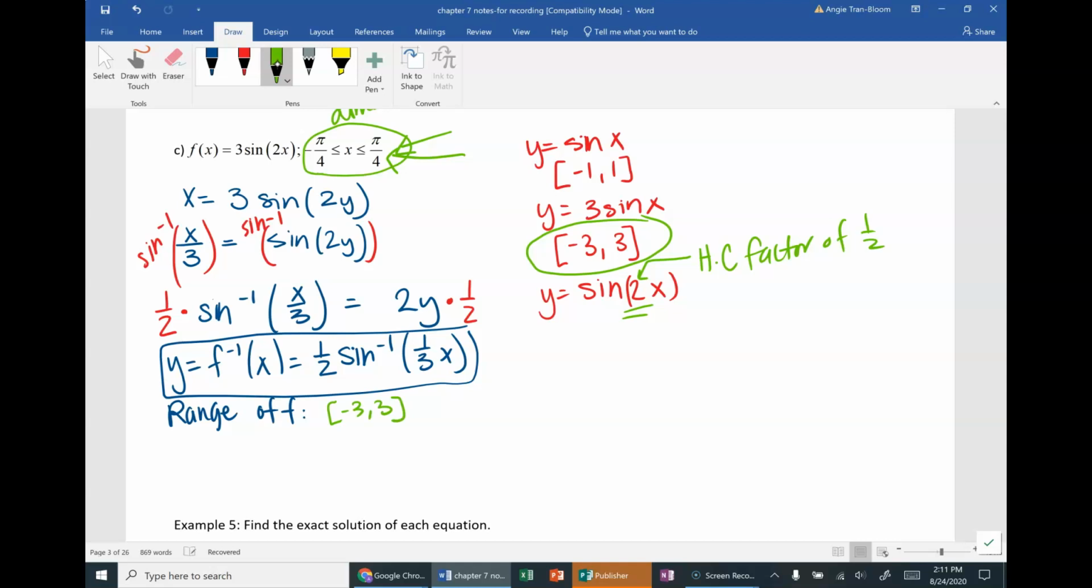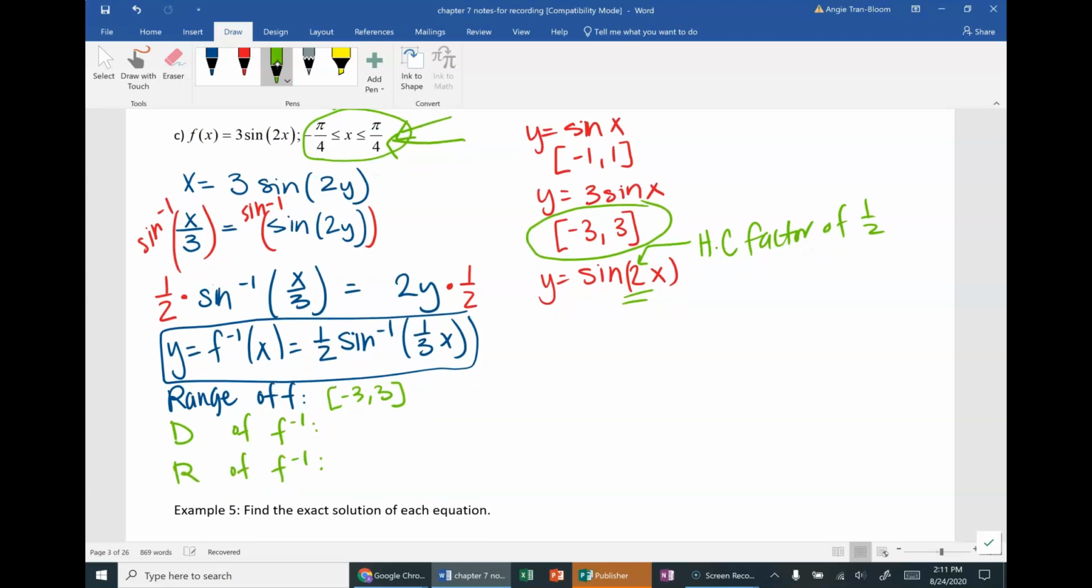So now we can go and write domain of f inverse, range of f inverse, and all we've got to do is switch what we have. Domain is negative 3 to 3, and range of the inverse is negative pi over 4 to pi over 4. Either box it up or highlight it, and voila.